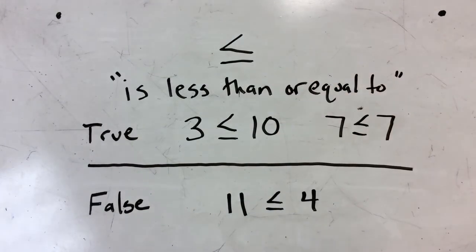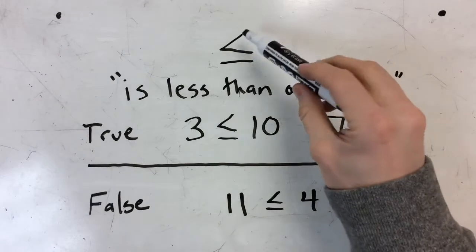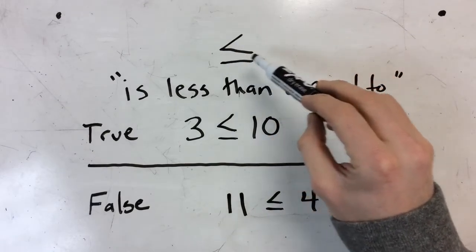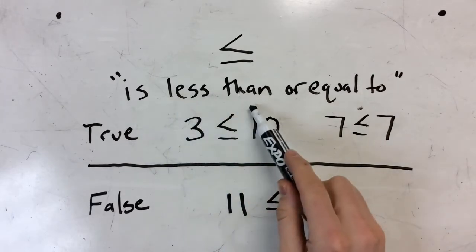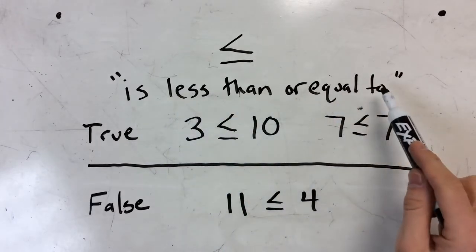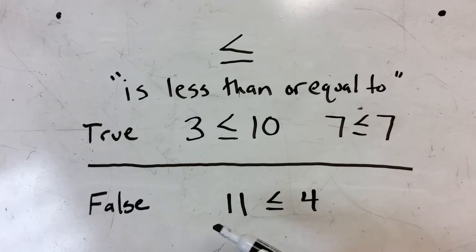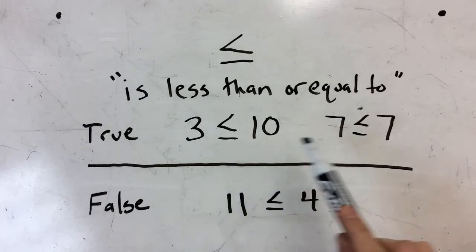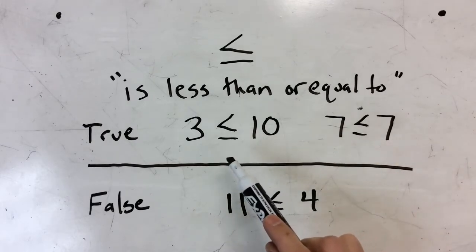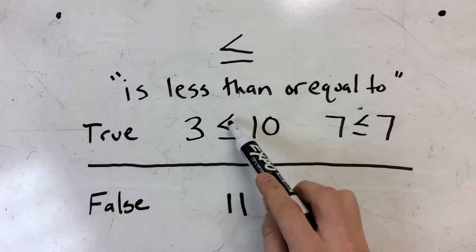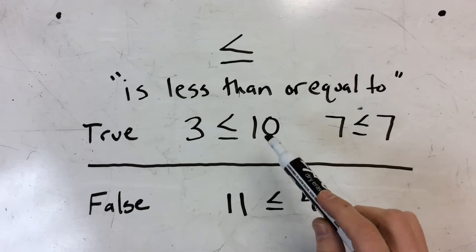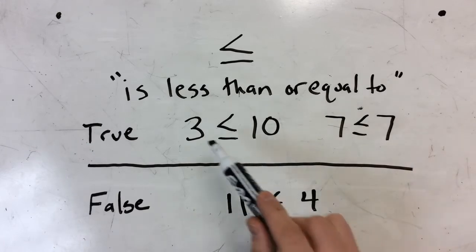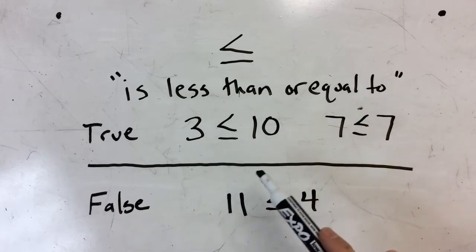Here's our new symbol. It's a combination of a less than sign and an equal sign, for a reason. It's read, is less than or equal to. Let's see what we mean by that. It can be true under two different circumstances. 3 is less than or equal to 10. This is true because it satisfies one of the two. It is less than 10, so it's true.